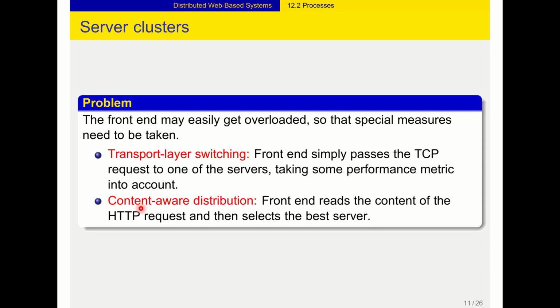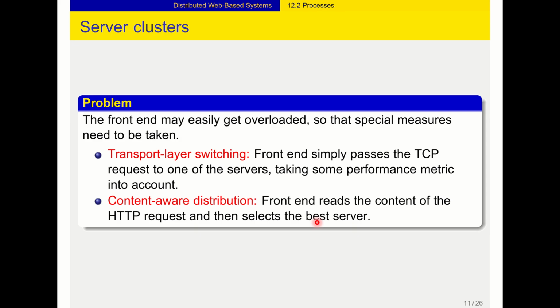Under content aware distribution, the front end reads the content of the HTTP request and then selects the backend server. Why? Because content aware distribution does not sit on the TCP layer; it sits in the application layer of the OSI model, layer 7. So here, when you are at layer 7, you are able to read the content of the packet. How it works: the front end reads the HTTP request, like for example the URL, the cookies, the file type.